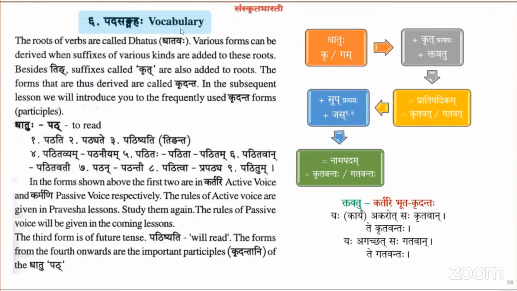Various forms can be derived when suffixes of various kinds are added to these roots. Understood? By adding different kinds of suffixes to these dhatavaha, different forms can be made. Besides, suffixes called krit are also added to roots. The forms that are thus derived are called kridanta. In the subsequent lesson, we will introduce you to the frequently used kridanta forms.